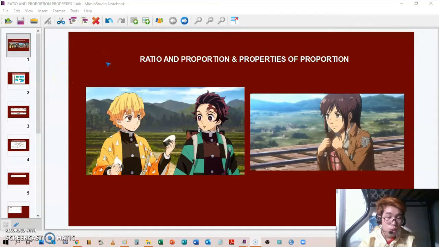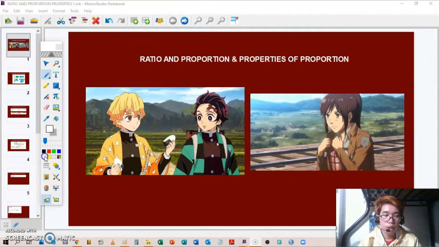More about ratios, proportion, and similarity of triangles, and also about special right triangles. So for the first one here, we have common examples of ratio and proportion in popular culture.